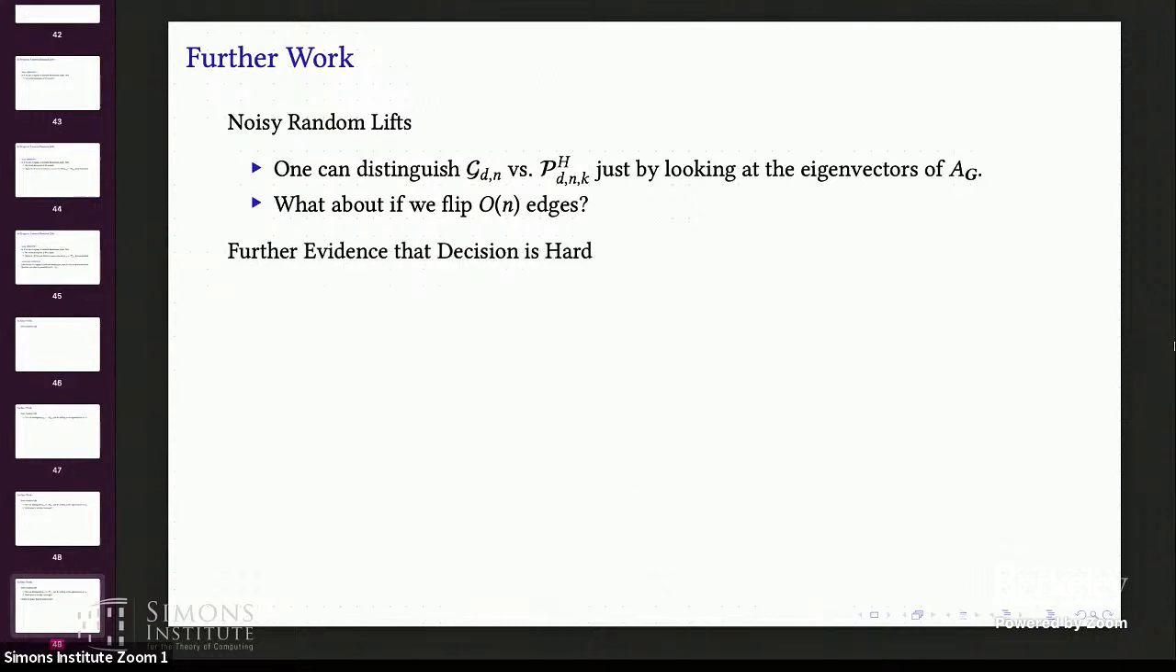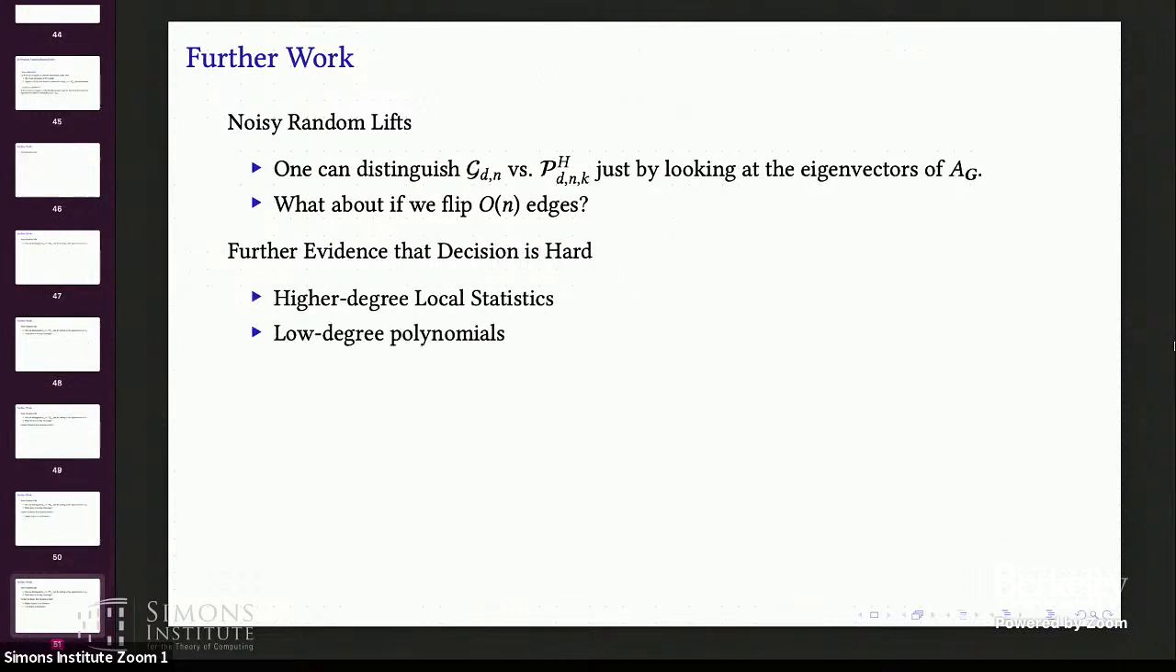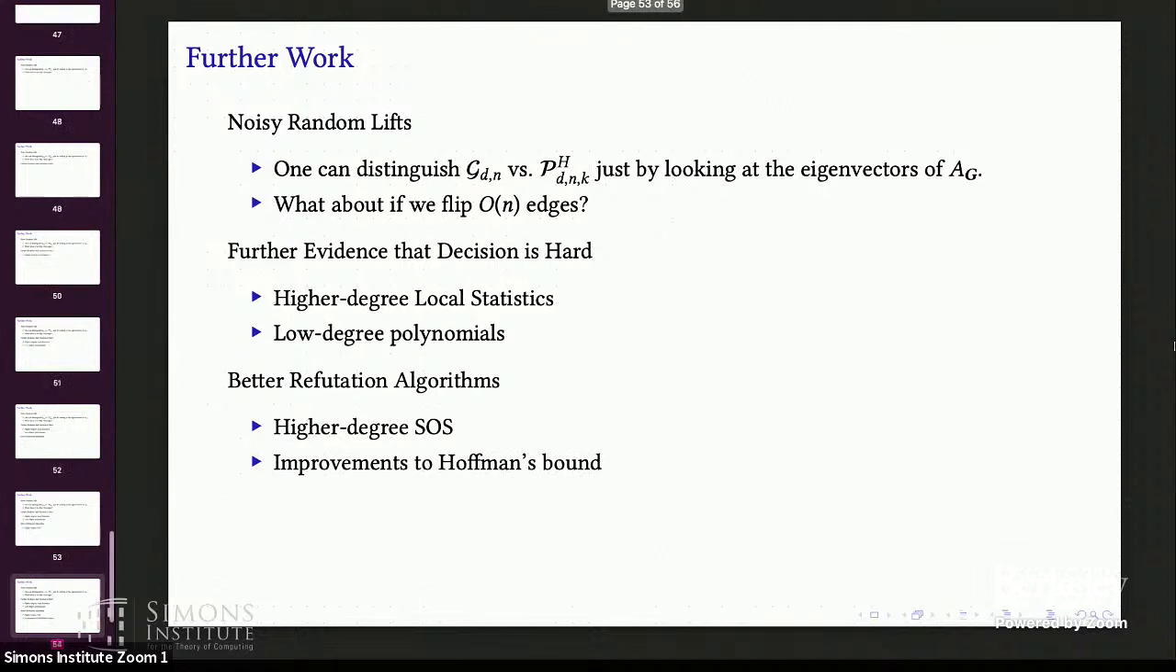It would be good to give other, more substantial evidence that the decision problem is hard between this planted model and the null model. In particular, higher degree local statistics or low degree polynomials, although these are both pretty notoriously challenging in this case of d-regular graphs. On the other hand, it would be good to just study other refutation algorithms like higher degree SOS or other types of improvements to Hoffman's bound. This is something we're thinking about as well.